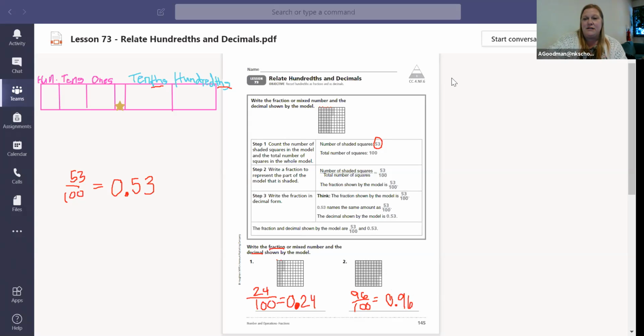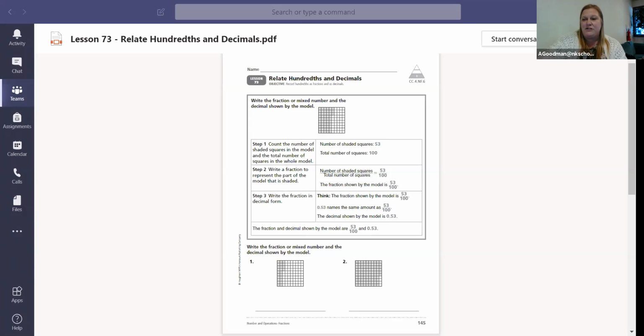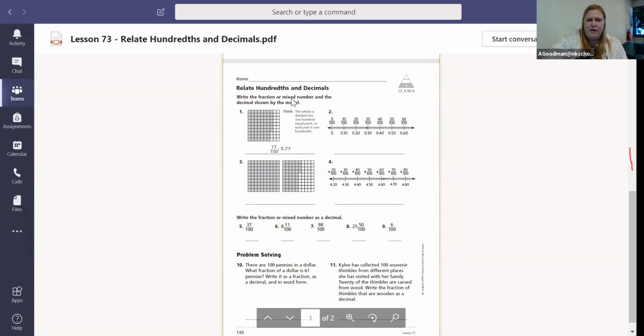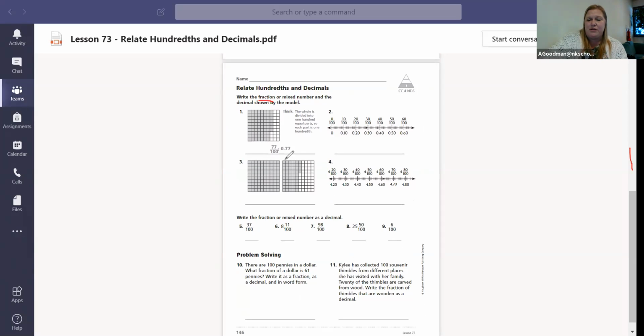All right, we're going to clear everything and move on to the second page and just see what they're having you do over here. Oh, we're putting it on a number line. That's fun. Okay, write the fraction or mixed number and the decimal shown by the model. So same thing. We're writing the fraction, or if it's a mixed number, like here we have more than one, and the decimal. So this one is 77 hundredths, and so it's 0.77.